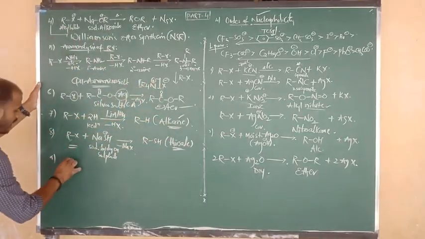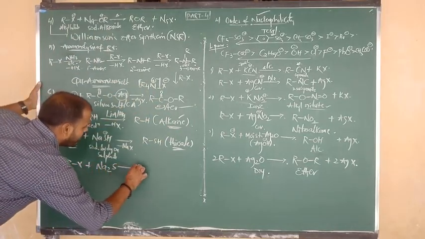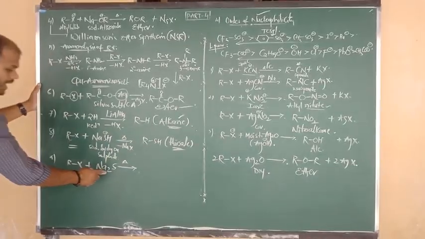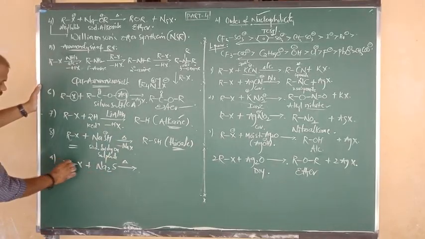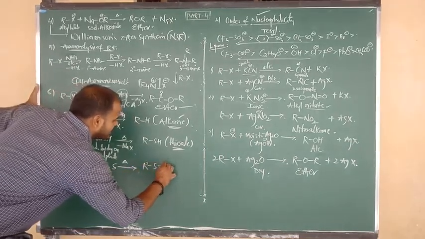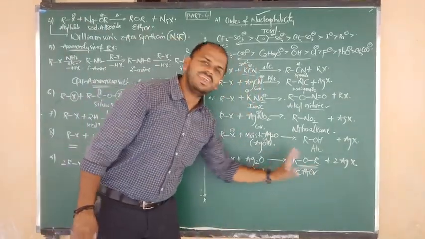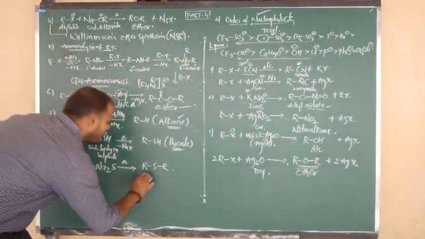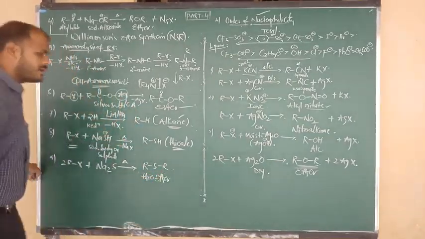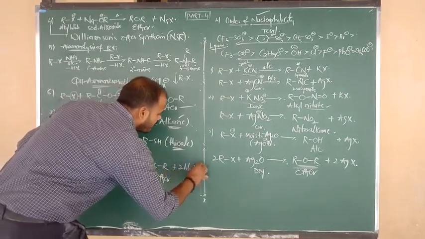Next, RX, alkyl halides on reaction with sodium sulfide. What is the formula? Na2S. How many sodiums are there? 2. You require 2 moles of R groups, and 1 sulfur is there. So R bonded to S, S bonded to R. This is the product. ROR is ether; RSR is called thioether. And sodium combines with 2 halogens and is removed in the form of 2 moles of NaX.